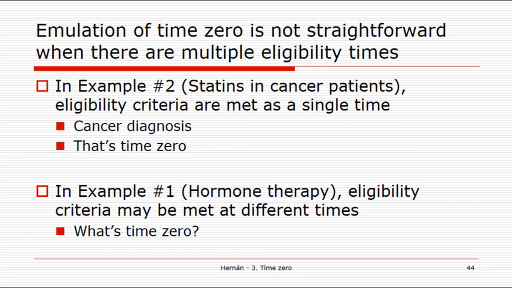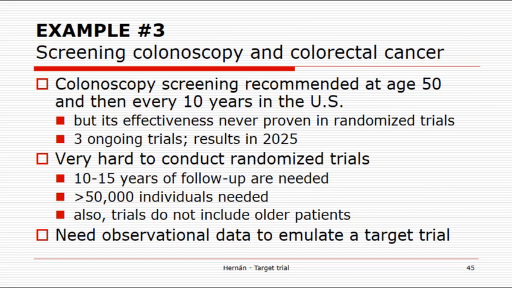See, when we are doing a true trial, we only encounter people at a single time. Either they meet the criteria or they do not. But when we have observational data over time, then we observe those people at multiple times and they can meet the criteria at multiple times. So how can we handle that? I'm going to give you an example based on colonoscopy.